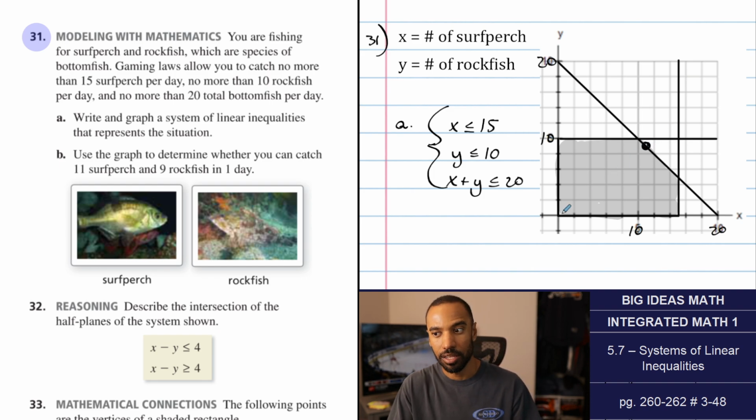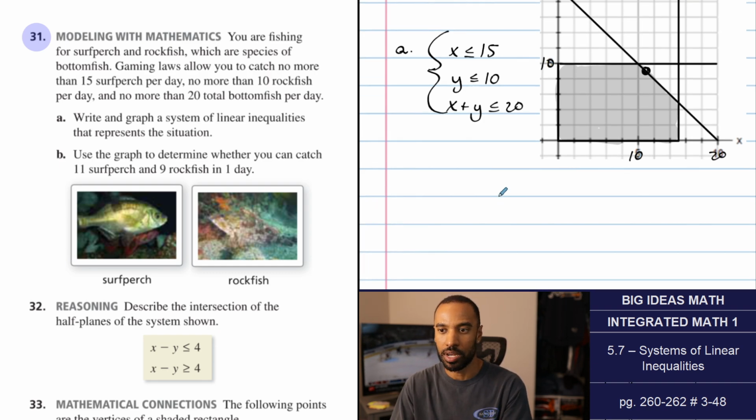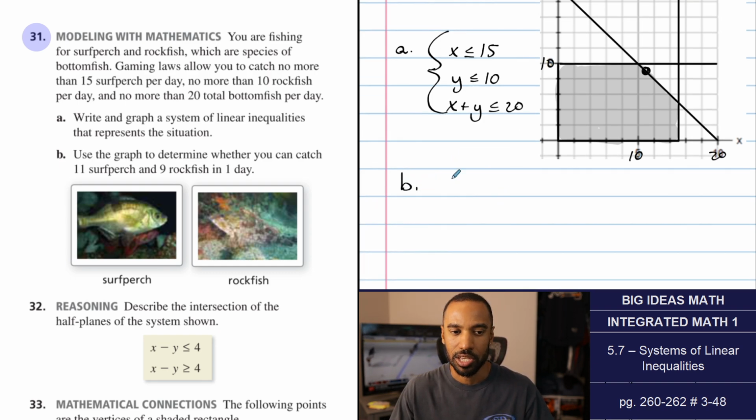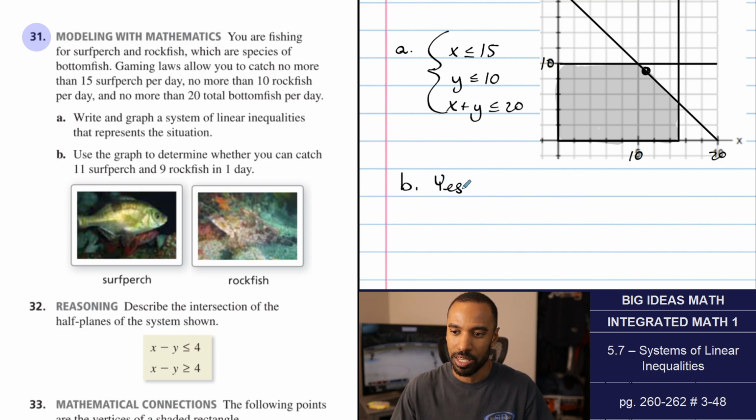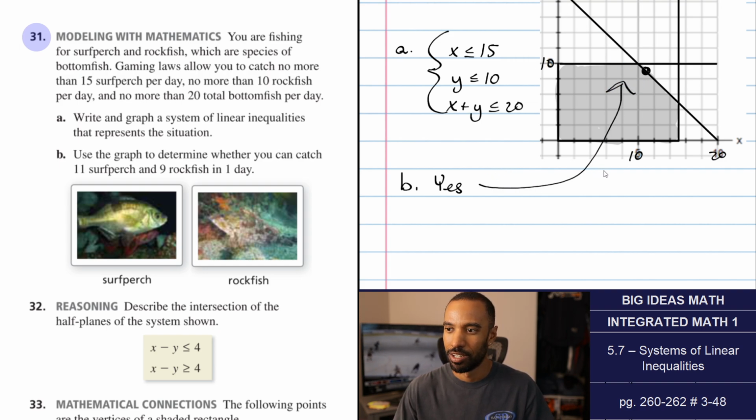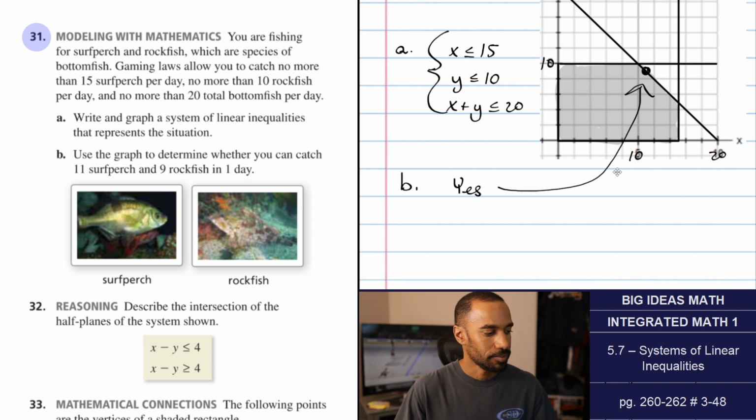If it's on a solid line that bounds the overlapping shaded region, the answer is yes. It says use the graph. I could use the inequalities as well. 11 is less than or equal to 15, 9 is less than or equal to 10, and 11 plus 9, which is 20. It's not less than 20, but it is equal to 20. B is yes. Big old fat dot. That is nowhere near. There we go. Okay.